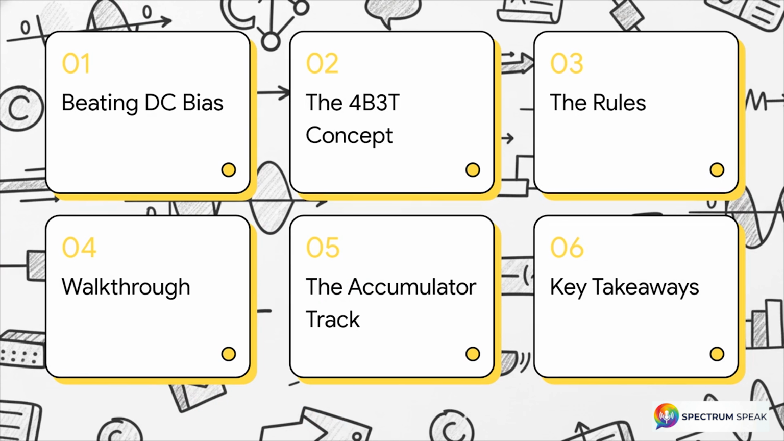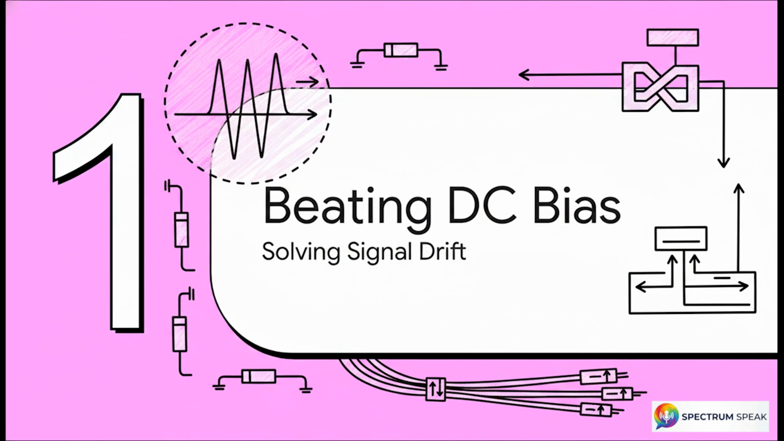Here is how we're going to tackle this. We'll start with beating DC bias, break down the 4B3T concept, go over the rules, run through a mathematical walkthrough, look at the accumulator track, and wrap up with key takeaways. Let's dive in. First up, beating DC bias.